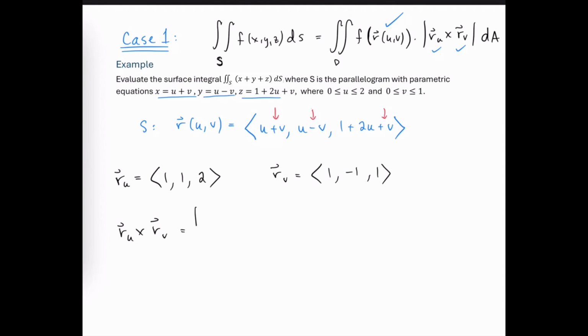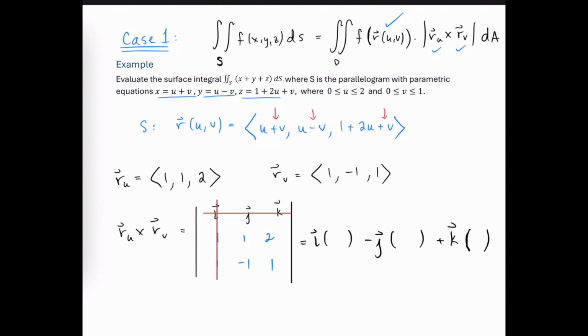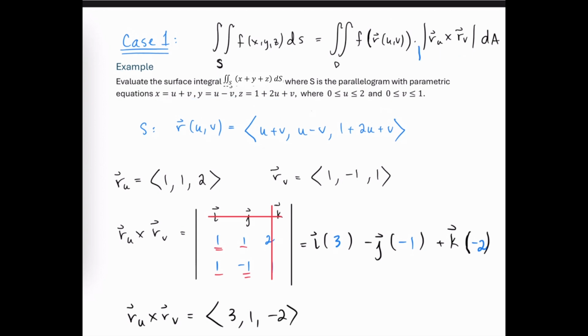Next we need to find this cross product. And so we get i times 1 minus negative 2, which is plus 2, so we get 3, minus j times 1 minus 2, which is negative 1, plus k times negative 1 minus 1, which is negative 2. So let's clean up our cross product vector to be 3, 1, and negative 2. And now to build our integrand, we need to find the magnitude of that vector. So the magnitude of our ru cross rv is rad 14.